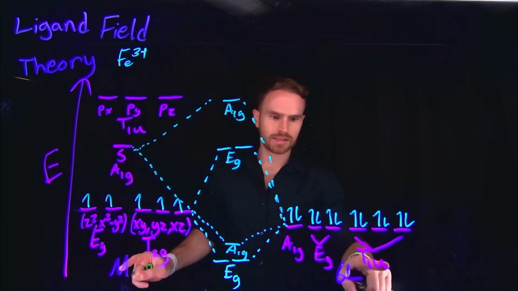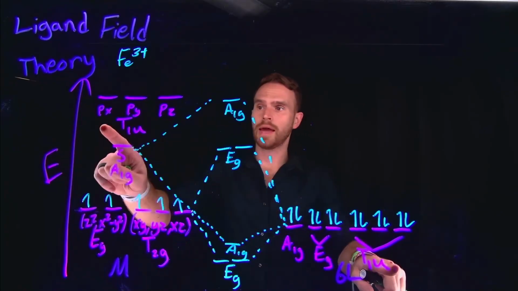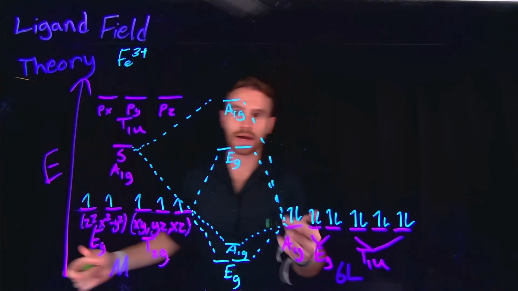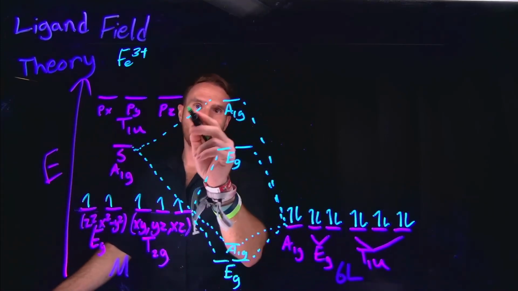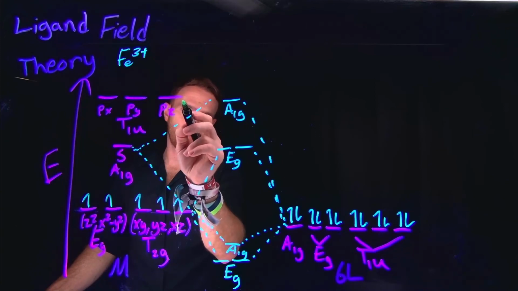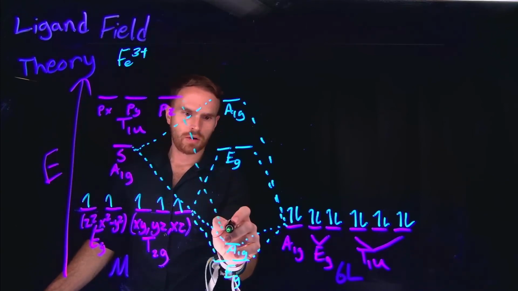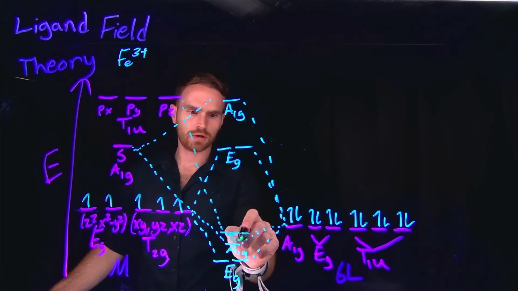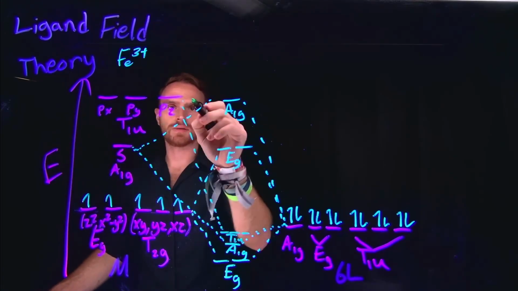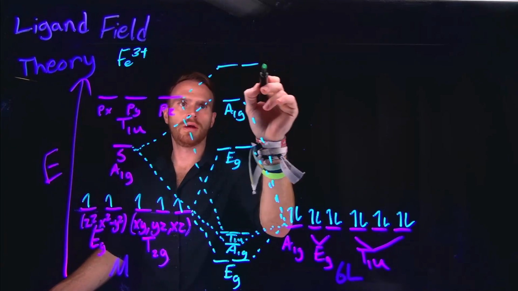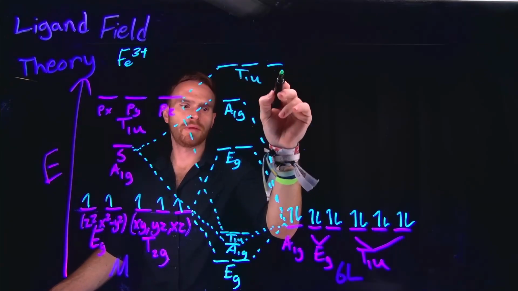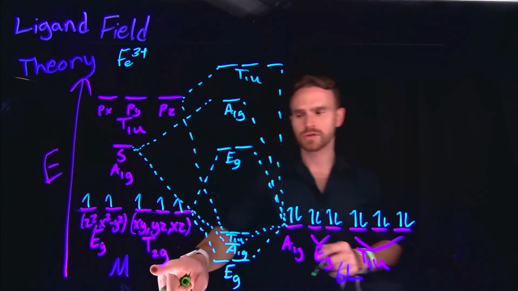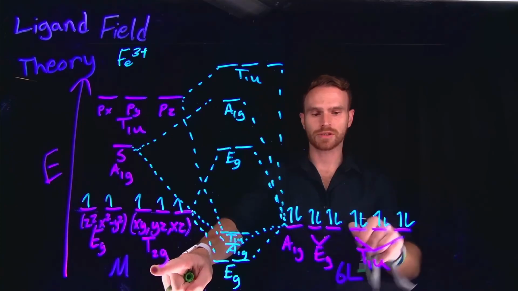The next thing that I see that matches is that I have a T1U, and the PX, PY, and PZ orbitals from the metal correspond to T1U as well, as far as their irreducible representation. That means I can create my brand new bonding molecular orbitals, which will be these 3 T1Us, which I will label T1U. And I also, remember, need to make my anti-bonding molecular orbital that corresponds to the T1U.